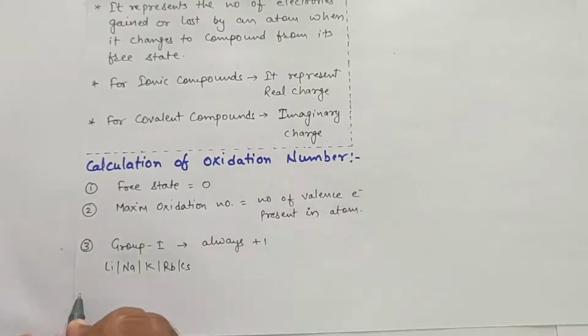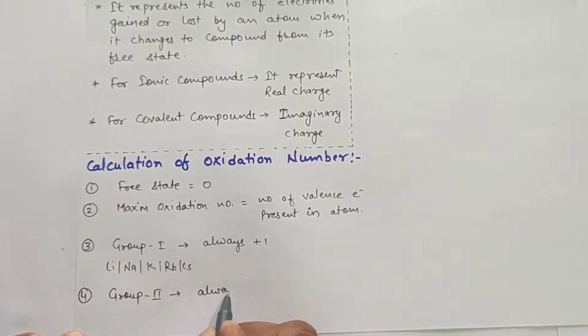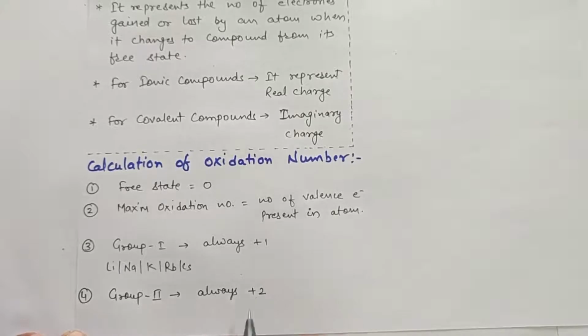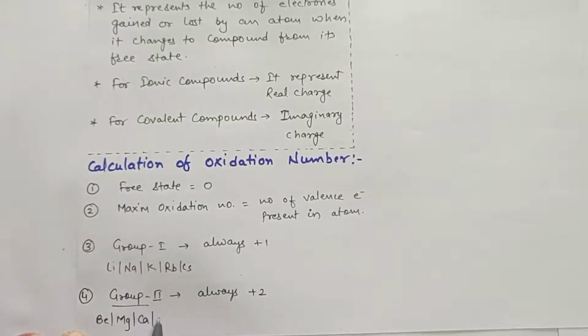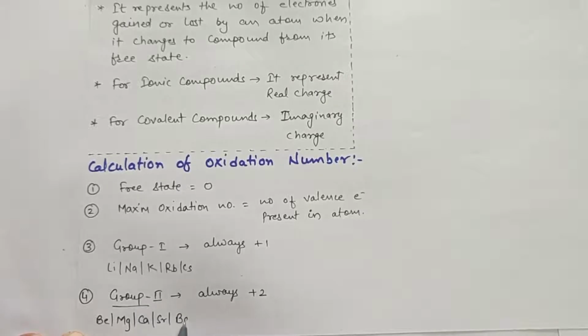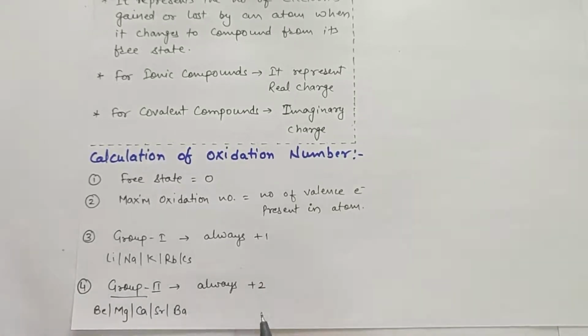Rule number 4. The elements of group number 2 are the elements of alkaline earth metals. The elements of group 2 will always show +2 oxidation state. These are beryllium, magnesium, calcium, strontium and barium. These elements will always show +2 oxidation state.